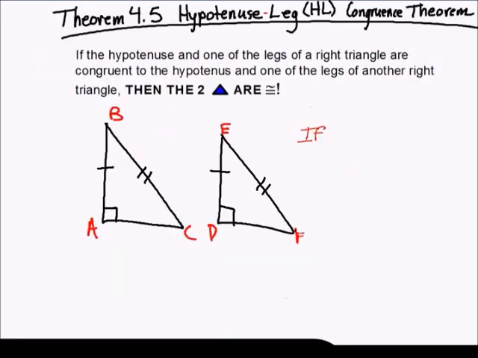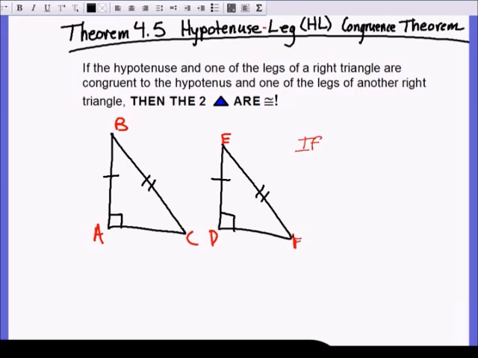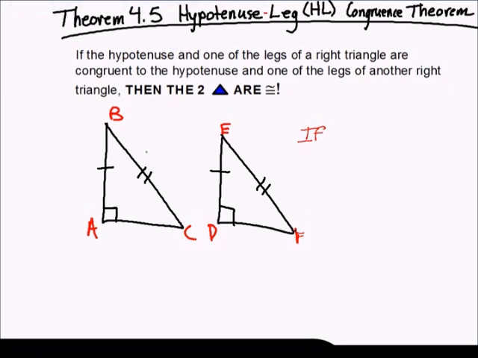Next card. Theorem 4.5 is the hypotenuse leg congruence theorem. So if the hypotenuse and one of the legs are congruent to the hypotenuse and one of the legs of another triangle, then the two triangles are congruent, okay? So look at these two triangles. They're right triangles because these little boxes mean 90, obviously. And if one of my legs, so here's a leg, and here's a leg.